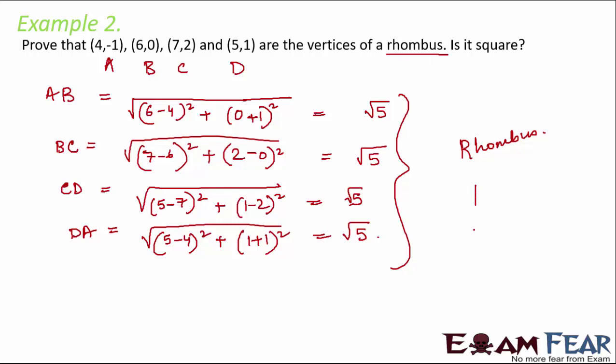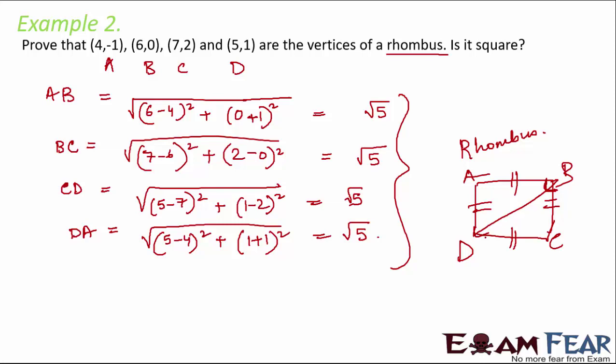So let us draw this. Let us suppose this is A, B, C, D. We already know that it is a rhombus, which means all four sides are equal. Now, for this to be a square, each of these angles should be equal to 90 degrees, correct?